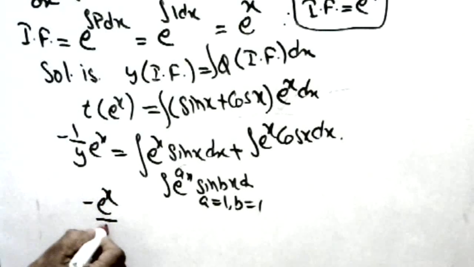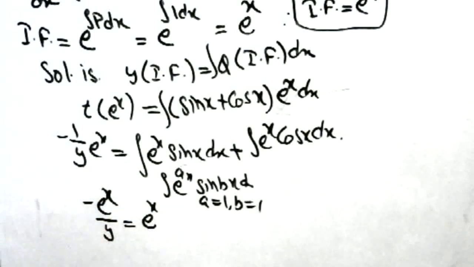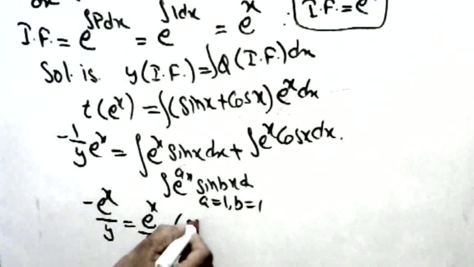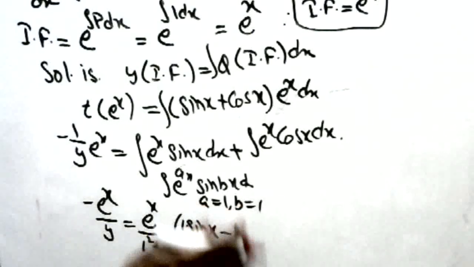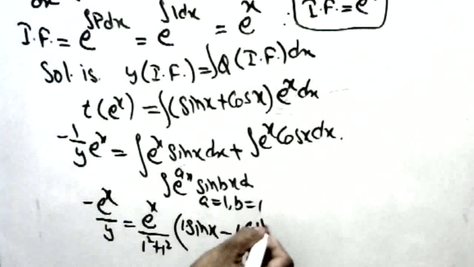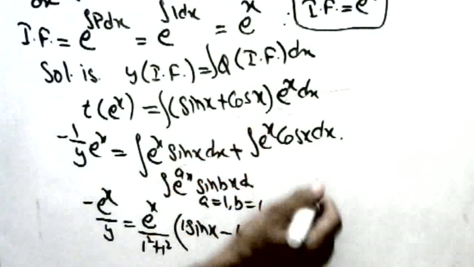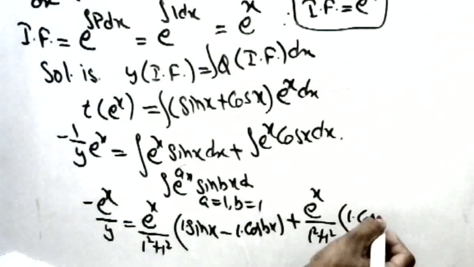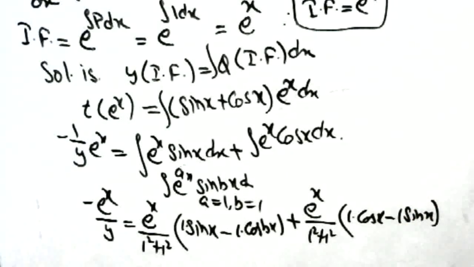Let me substitute this: minus e power x by y equals to, what is the formula of e power ax sin bx? It is e power ax by a square plus b square into a sin bx minus b cos bx. A is 1, b is 1. Plus here also we use the formula: e power ax cos bx is e power ax by a square plus b square into a cos bx plus b sin bx, with a and b being 1.